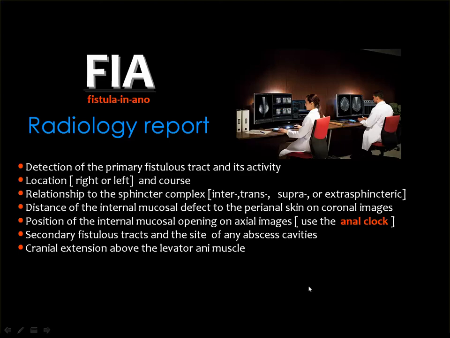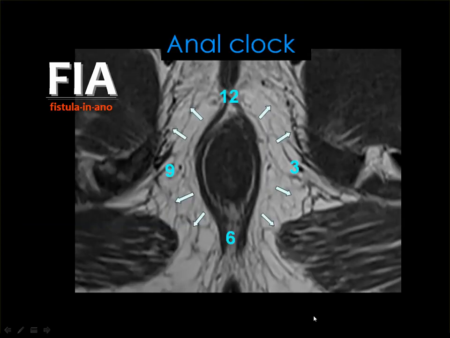Then you measure the distance between the internal opening and the external opening. You measure the distance of the fistula tract. Then you should locate the position of the internal opening using the anal clock. Then if there are side tracts or abscesses, you should mention, and you should detect the cranial extension above the levator ani. These are the items that should be included in the report.